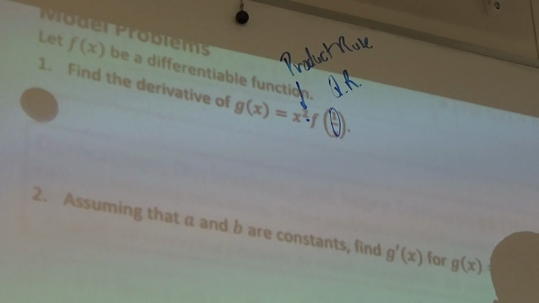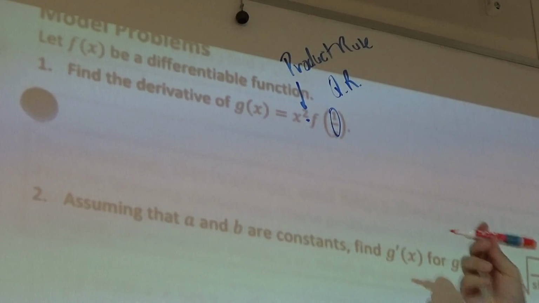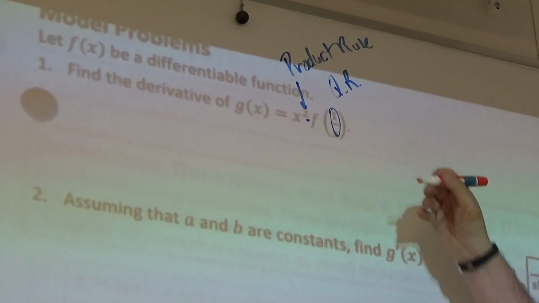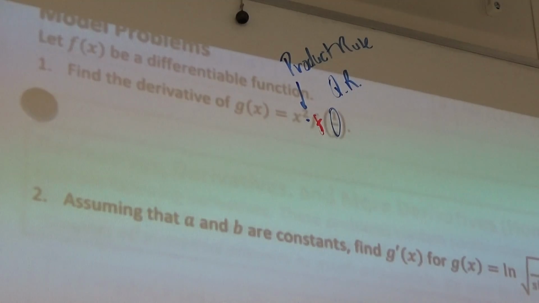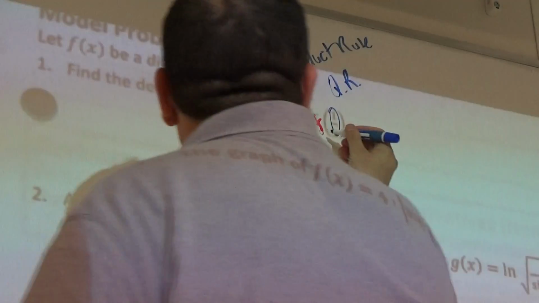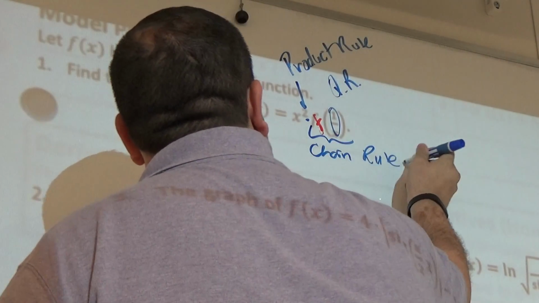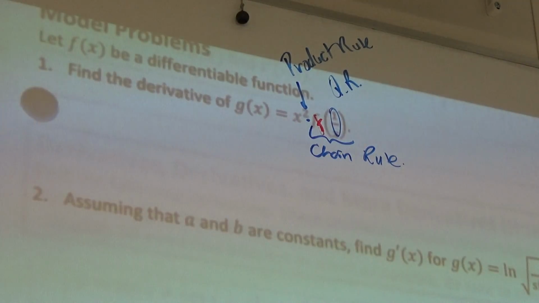So there's 1 over x of, right? Wait, it's not 1 over x of. It's f of. And as soon as you say that word "of," that means chain rule. So for those of you that are feeling really good about your derivative skills, go find the derivative on your own. See what you can do. For those of you that are with me, I'm just going to go through this step by step.